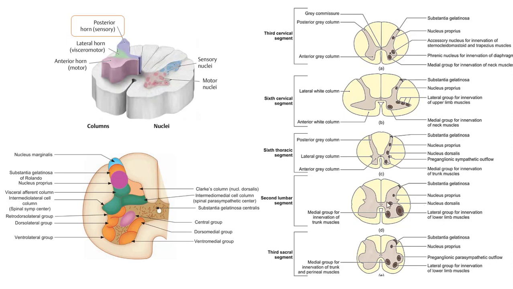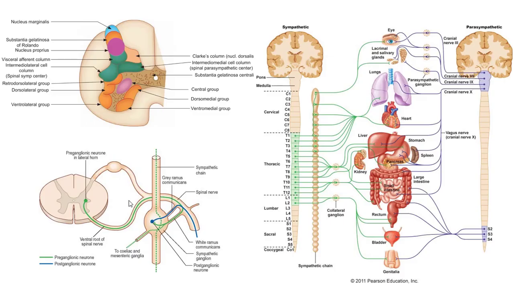And this region brings us to our foreign land, the lateral horn, which is quite different in its function to its neighbors. It is also known as the intermediate zone because it's squished between the two other horns. The lateral horn contains two discernible nuclei, the intermediolateral nucleus and the intermediomedial nucleus.